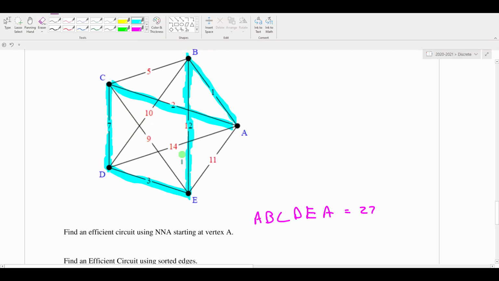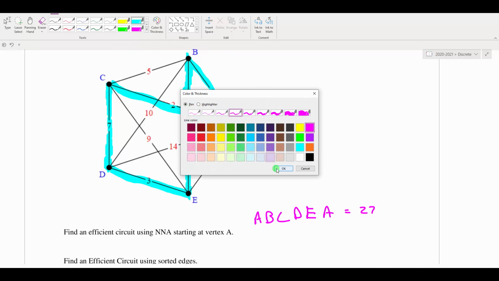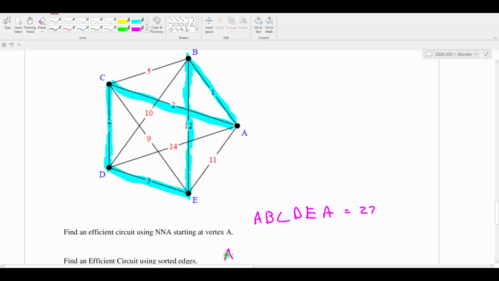All right, so A, B, E, D, C, A. That completes a circuit, and that circuit is okay because it includes every single vertex. So we are done. All we have to do is write down that circuit. We'll start at A, and let's say we go from A to B. From B, we would travel down to E, E to D, D to C, and then C back to A. And then we would add up all those edges. So 1 plus 12 plus 3 plus 7 plus 2 is 25.